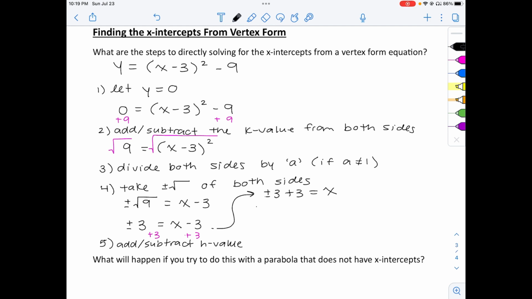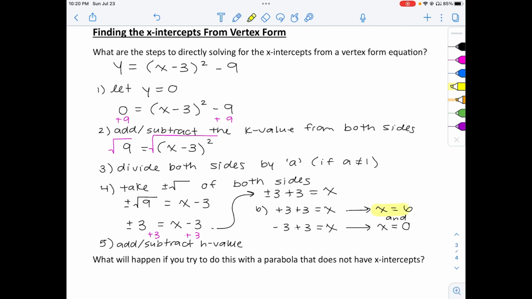Your sixth step and the final step is to just calculate. Usually what I do is I write down plus 3 plus 3 is equal to x, and minus 3 plus 3 is equal to x. Similar to the quadratic formula, I write both options, the positive and the negative. For the first one, plus 3 plus 3, that's going to tell me that x is equal to 6. But the other one, negative 3 plus 3, is 0, so I would have x equals 0. Those would be my two x-intercepts.